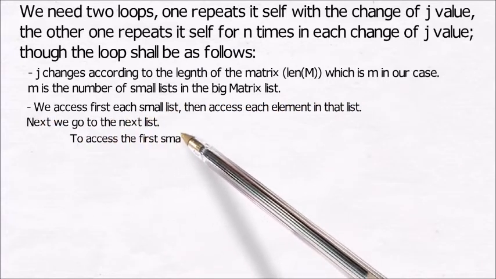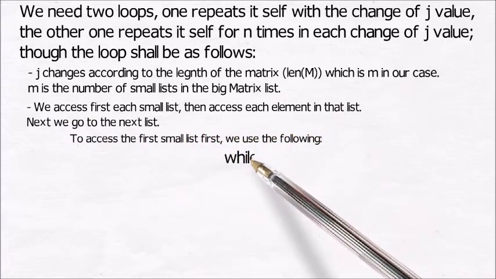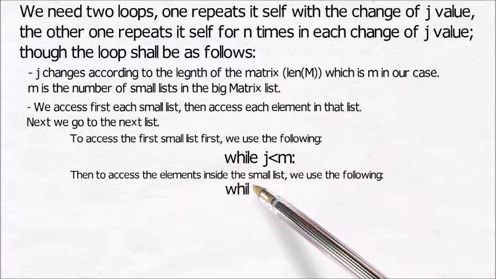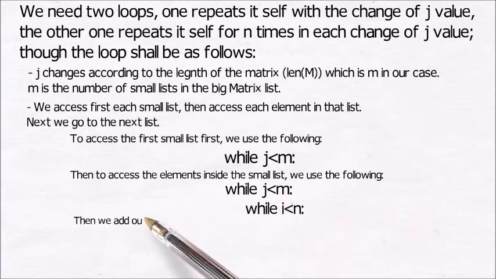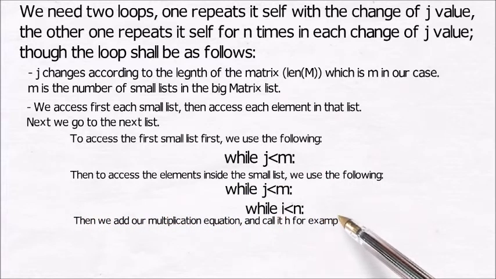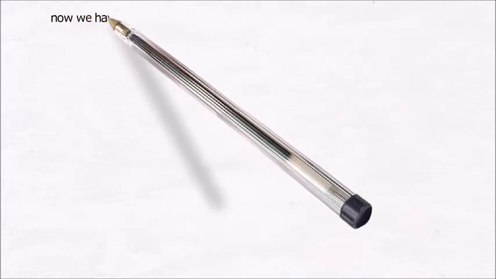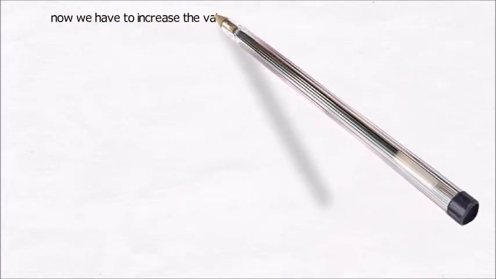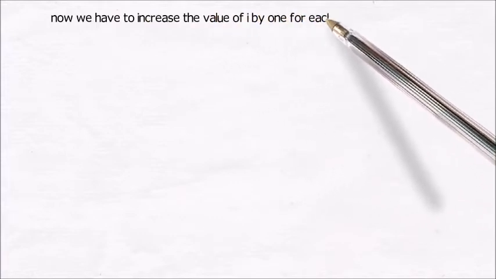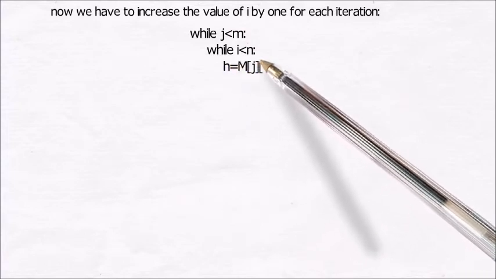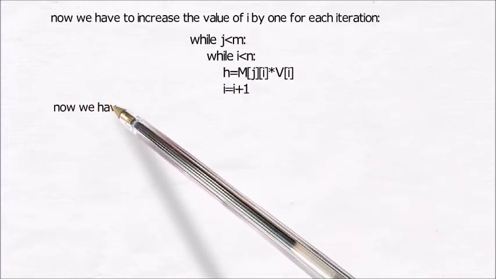Next, to go to the next list, to access the first small list we use the following: while j less than m. Then to access the elements inside the small list, we use the following: while j less than m, while i less than n. Then we add our multiplication equation, h equals m of j of i multiply v of i. Now we have to increase the value of i by 1 for each iteration: i equals i plus 1.